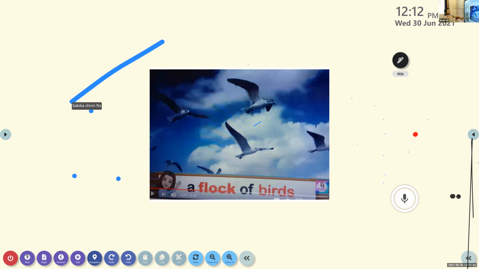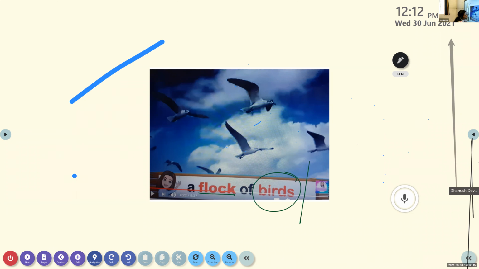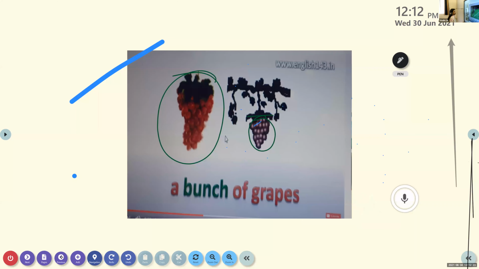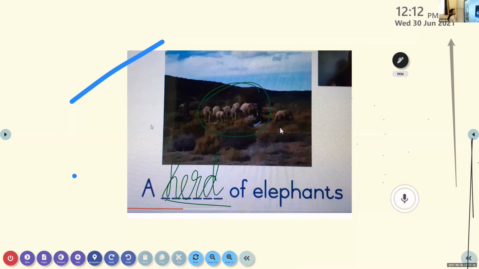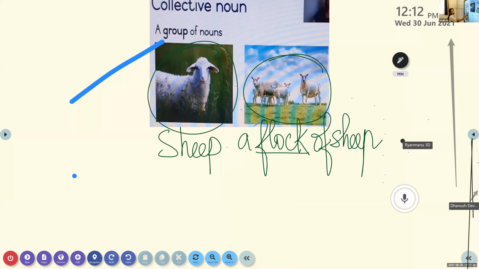Now, I've told you that the collective noun flock is used for birds and also for sheep. Have you understood? In the first picture, haven't we seen it? For a group of sheep, what do we say? A flock of sheep. Even for birds, what do we use?